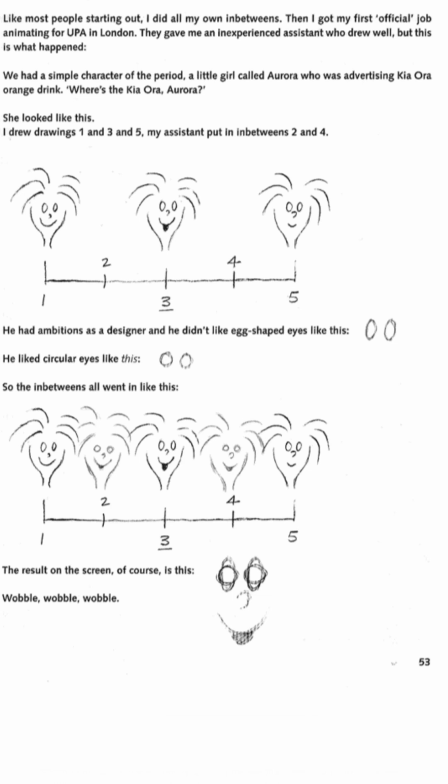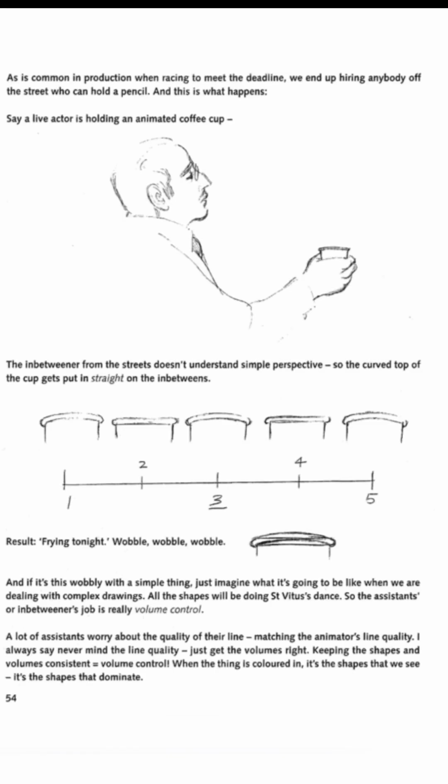He had ambitions as a designer, and he did not like egg-shaped eyes like this. He liked circular eyes like this. So the in-betweens all went like this. The result on the screen, of course, is this. Wobble, wobble, wobble.